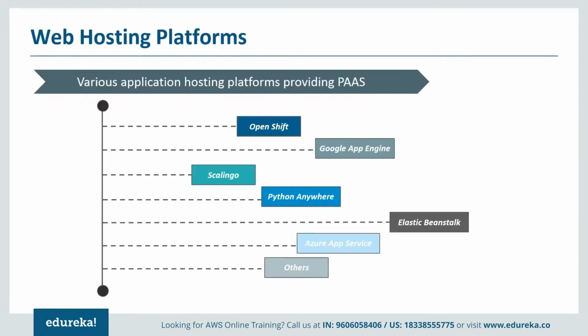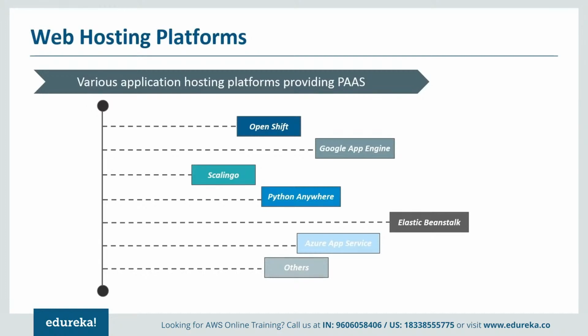In the market, there are quite a lot of application hosting platforms which provide Platform as a Service. Let's have a look at a few of them. First, we have something called OpenShift. It is a web hosting platform offered by Red Hat. Then you have Google App Engine, which we all know. Scalingo is a Platform as a Service where you can deploy your application in just 2 minutes. Apparently, it will provide you a production-ready environment where all you have to do is deploy your application code.